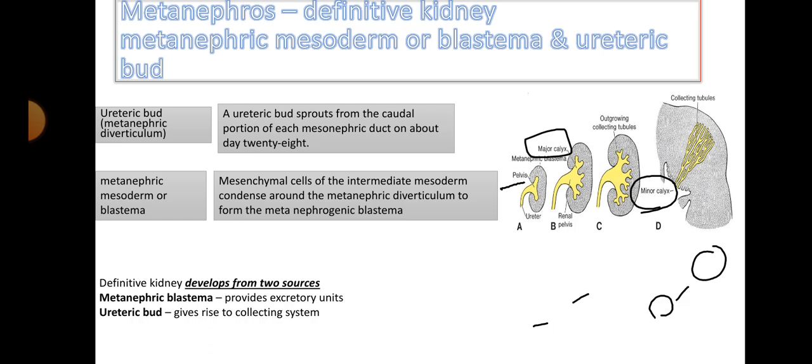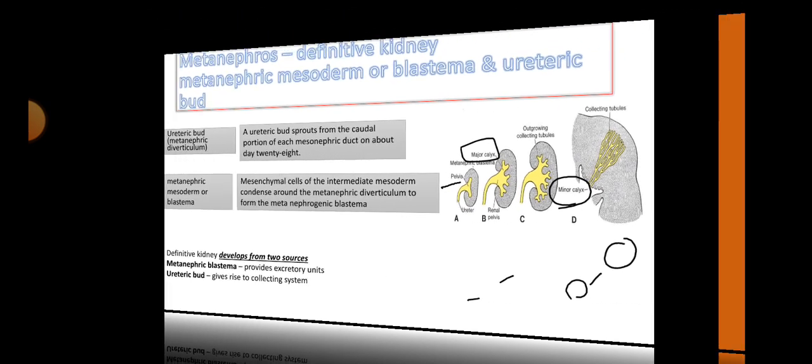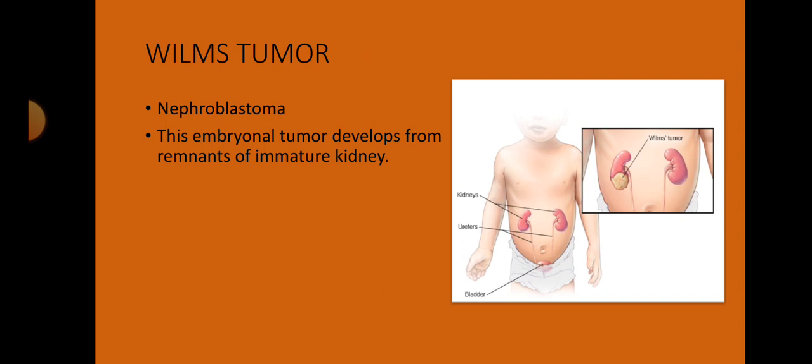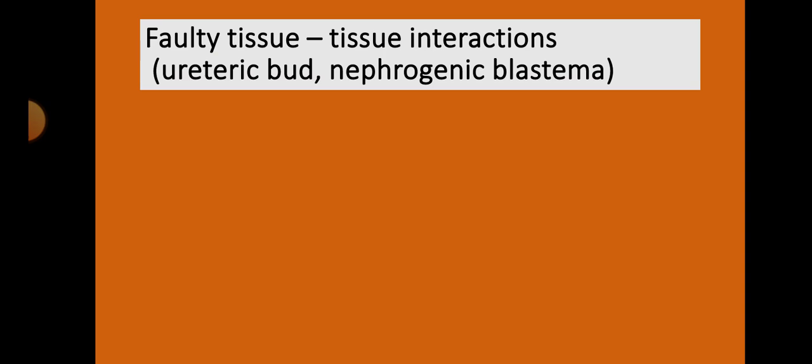Now, the gene responsible for all of them, I told you, is the Wilms tumor gene. Any fault in this gene results in cancer of the kidneys, usually in children under 5 years of age. It is also called nephroblastoma. You can see this in the picture. It is the remnant of the immature kidney. The two key components, the ureteric bud and the metanephric blastema, contribute to the definitive kidney. There is an interaction between these two tissues. If there is any faulty interaction, that can result in anomalies of the kidney.